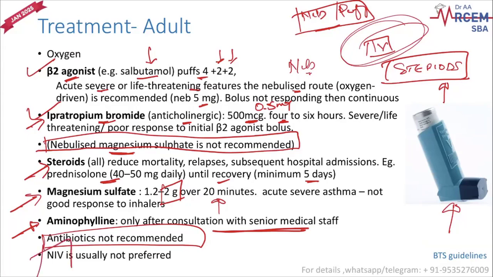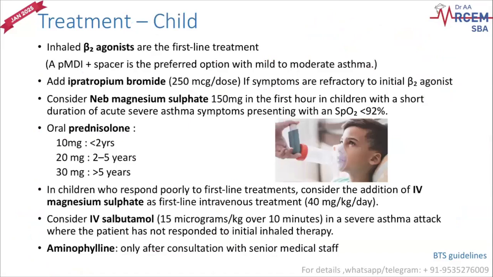Remember, again, we have covered this in the anesthesia chapter. NIV is not recommended in an asthma patient. Do not use it. If it is severe enough that he cannot maintain the saturations, then you directly go ahead for intubation rather than starting on NIV.